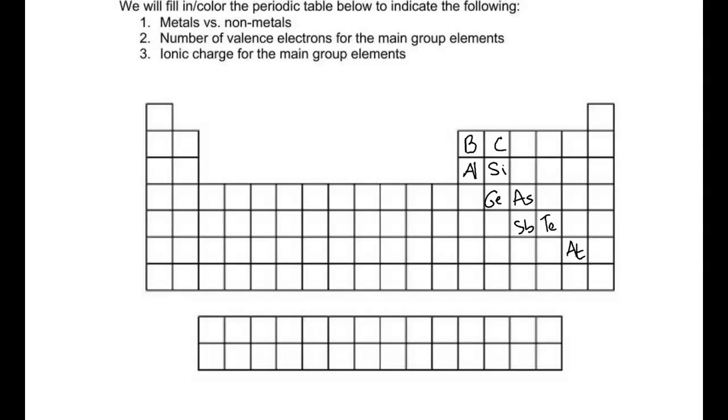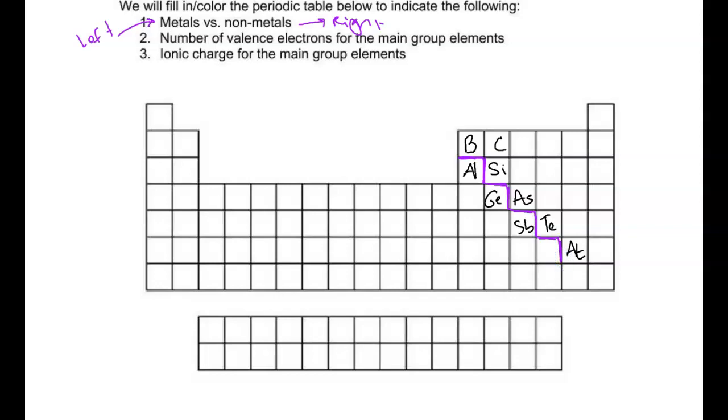Let's take a look at your periodic table and we will label it. So firstly, I'm going to add a line because we're going to identify metals versus non-metals. Metals are going to be found on the left-hand side of the periodic table, and non-metals will be found on the right-hand side. Now the dividing line is this step line through here, and this is what divides our metals and our non-metals.